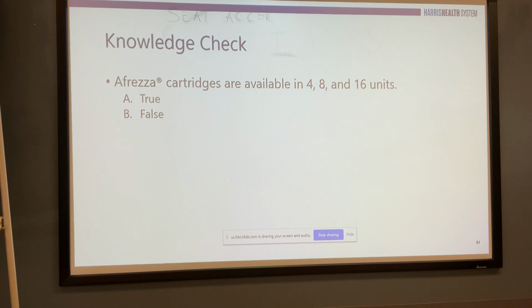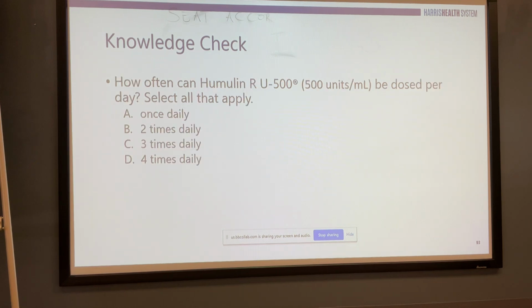All right, true or false? Regular cartridges are available in 4, 8, and 16 units. False. Yeah, so it's 4, 8, and 12. Okay. How often can U500 insulin be dosed per day? We're gonna select all that apply.